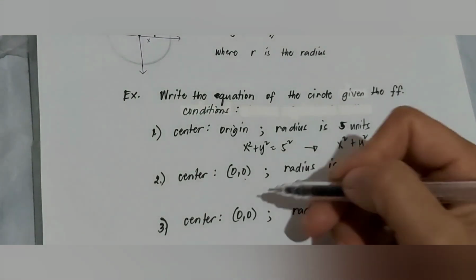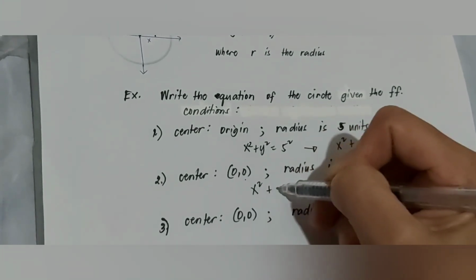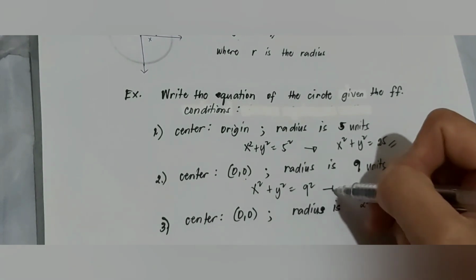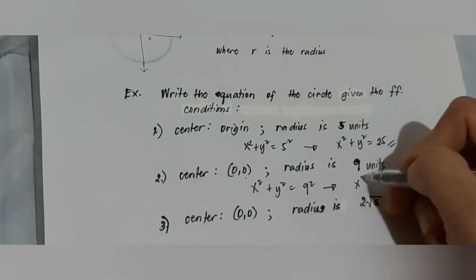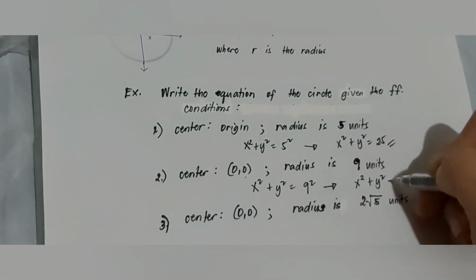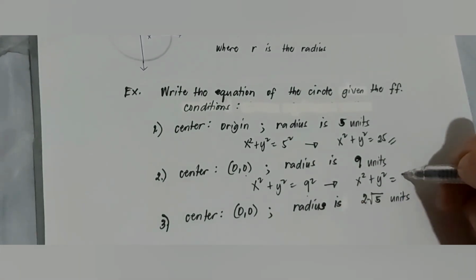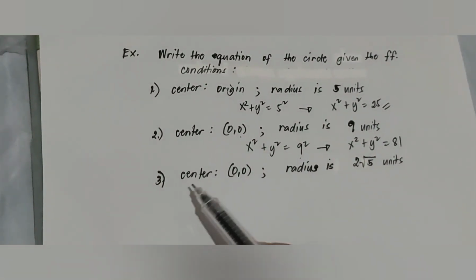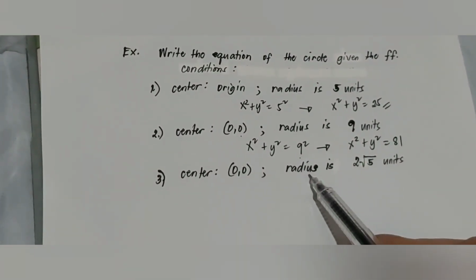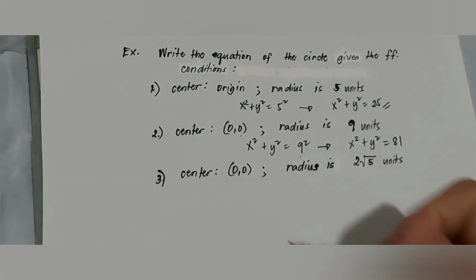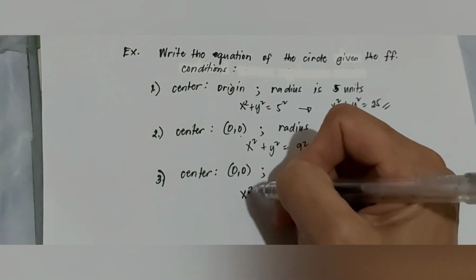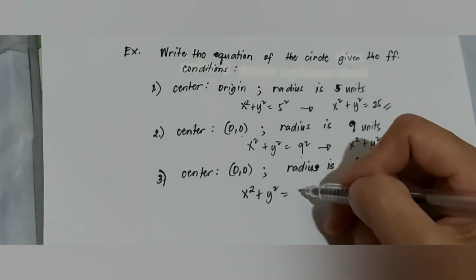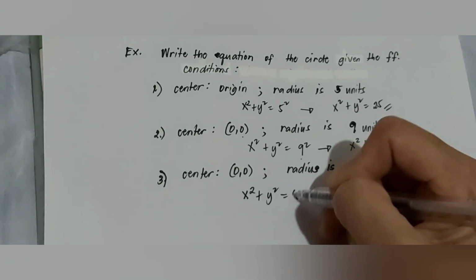Radius is 9 units. So x squared plus y squared equals 9 squared, which is 81. And lastly, the center is at 0, 0. The radius is 2 square root of 5 units. So x squared plus y squared equals (2 square root of 5) squared.